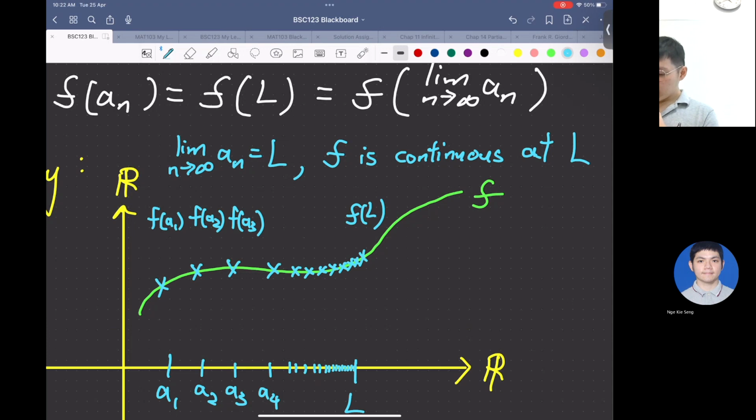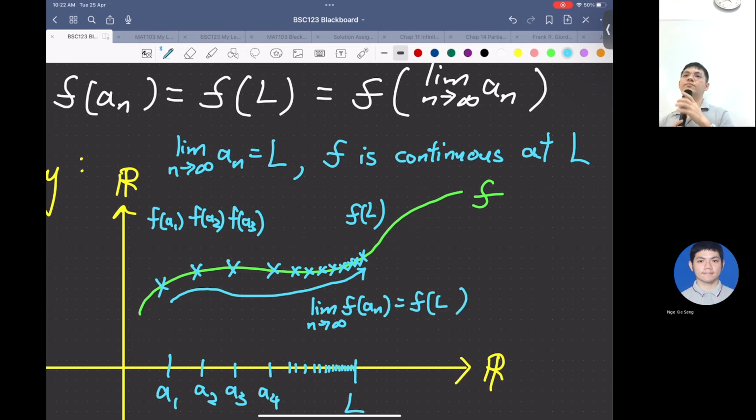So a priori, this sequence here doesn't need to converge to f(L). But if your function is continuous, then the sequence here must converge to f(L). Otherwise, if it's not true, then your function is not continuous. Okay, make sense?